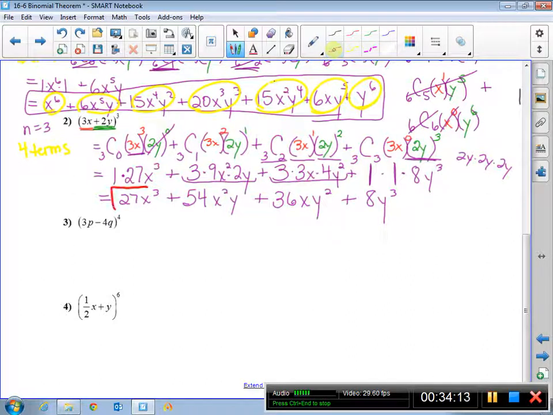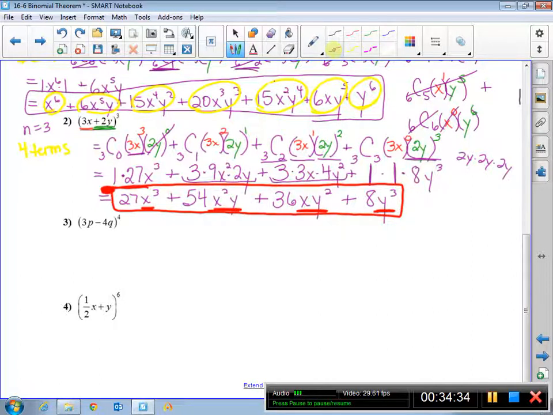You are expanding without all that foiling and distributive property and all that messy stuff. Please don't combine any of these terms. All of these terms are different. This is x cubed. This is x squared y. It's different. xy squared, different. And y cubed, very different terms. Don't put those together.